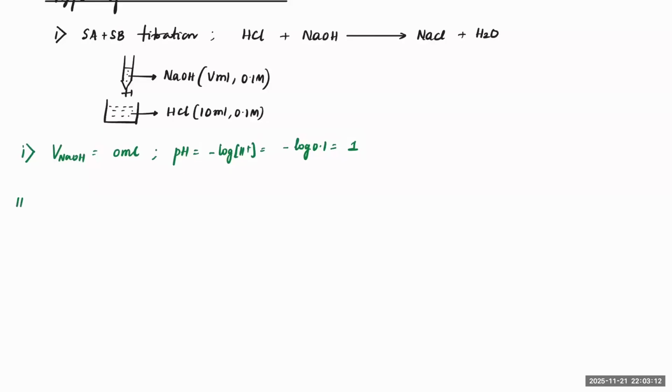Next, the second point: when the volume of NaOH, let us assume, is 5 ml. I have added 5 ml. Then I am measuring what the pH is.